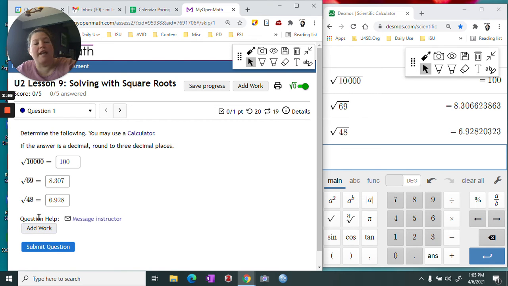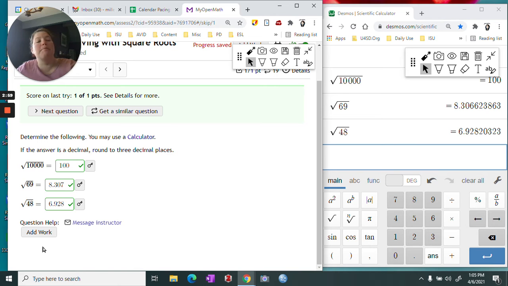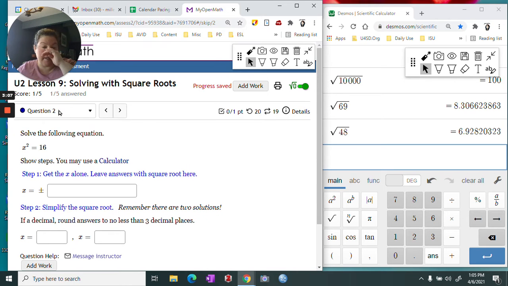And then if I did any work on paper, I can add a question there, but I submit this and there I have my points. So you can practice a similar question, or you can move on to the next question.